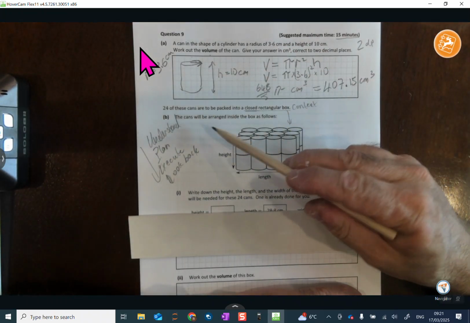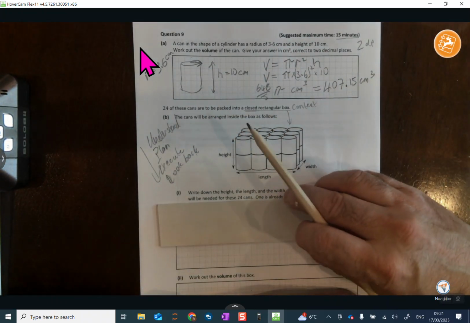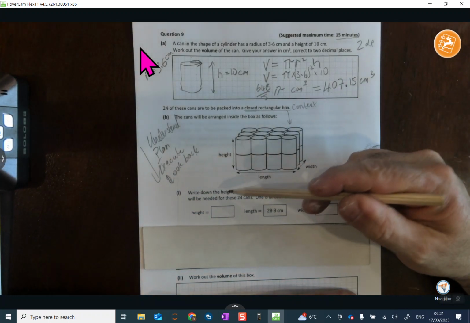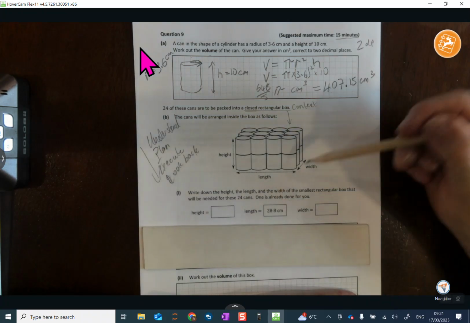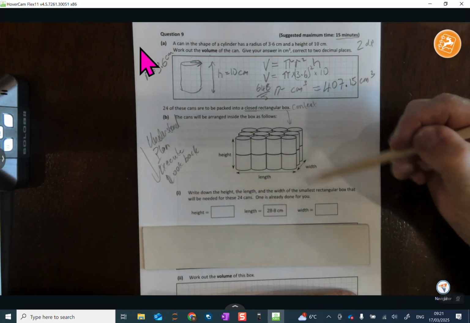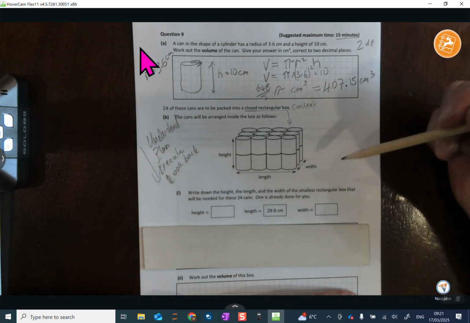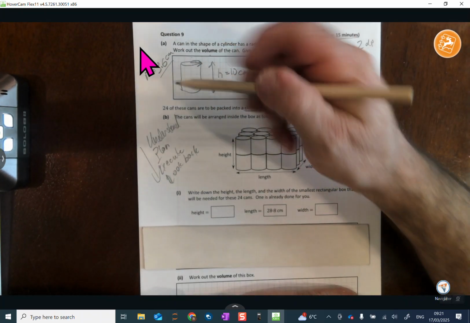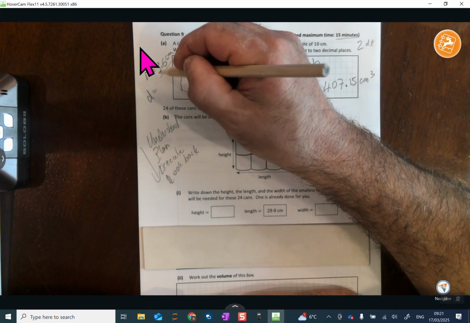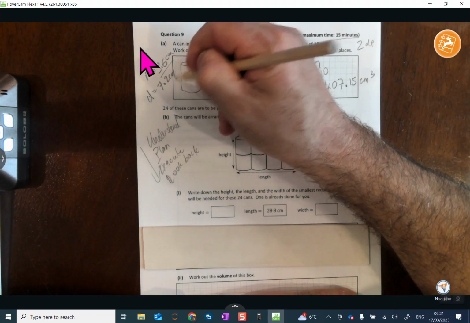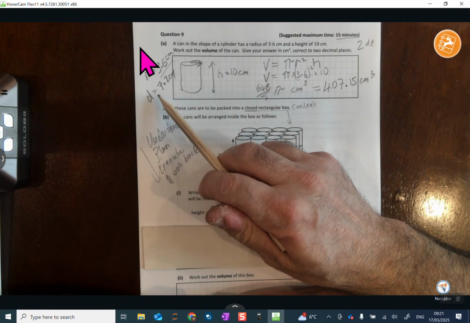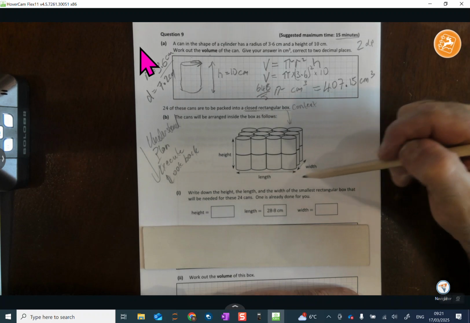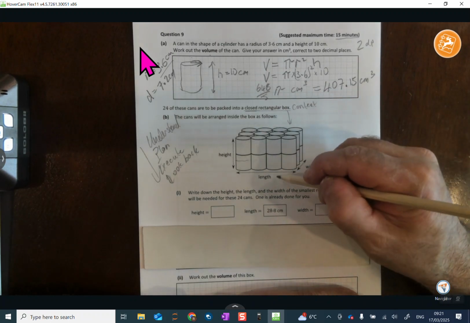Okay, the cans can be arranged inside the box. Write down the height, length and width of the smallest rectangular box that will be needed for these 24 cans. Now they're not asking you to rearrange this, and one is already done for you. They're asking you to look at all these things. Okay, so the important thing here is the radius is 3.6, means the diameter equals double that, which is 7.2 centimeters. Okay, so it's important we keep track of our variables. So there's d equals 7.2. Now in terms of the length, each one of these has a diameter, so it's 4d.